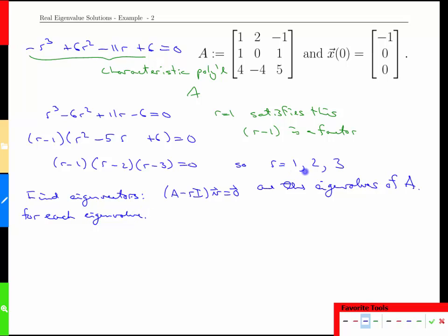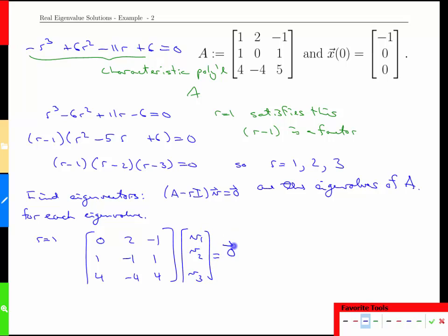So we might as well start with the easy one. Let's do r equals 1, and we build our matrix with the A minus rI form. So we're going to subtract 1 down the diagonal. That gives us 0, 2, negative 1, 1, minus 1, 1, 4, minus 4, 4. That times 3 unknown coefficients is going to equal the 0 vector.